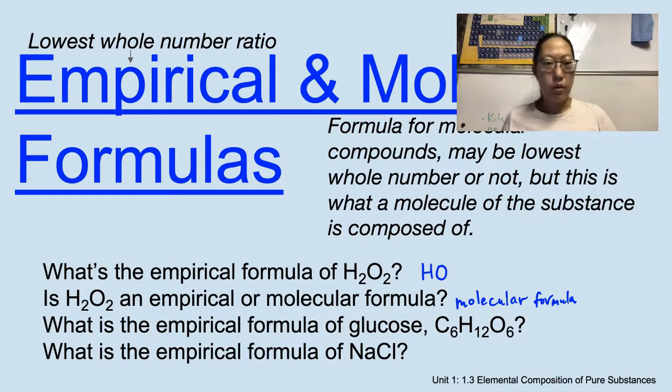All right. Next one: what's the empirical formula of glucose? Well, again, this is not the lowest whole number ratio. I can divide each of these numbers by 6 and get 1, 2, 1 here. So I would get an empirical formula of CH2O.